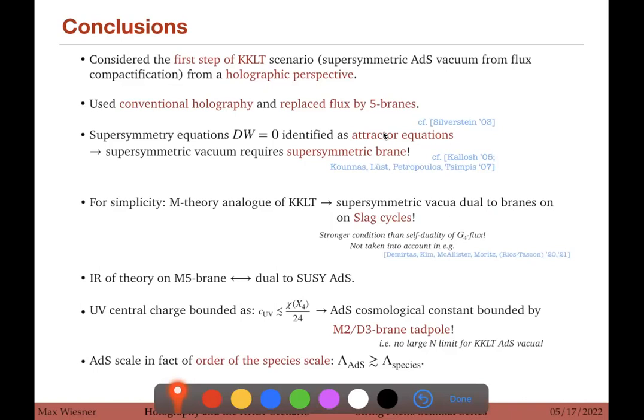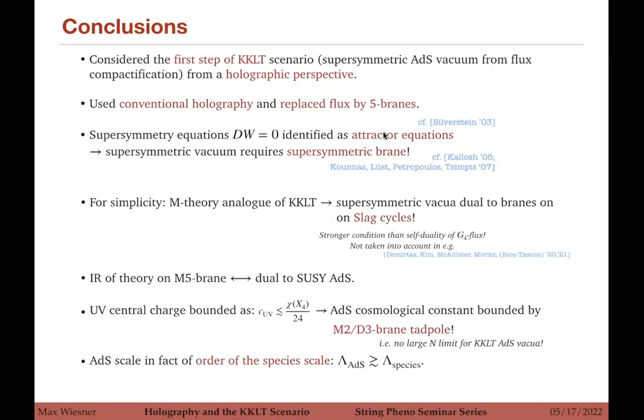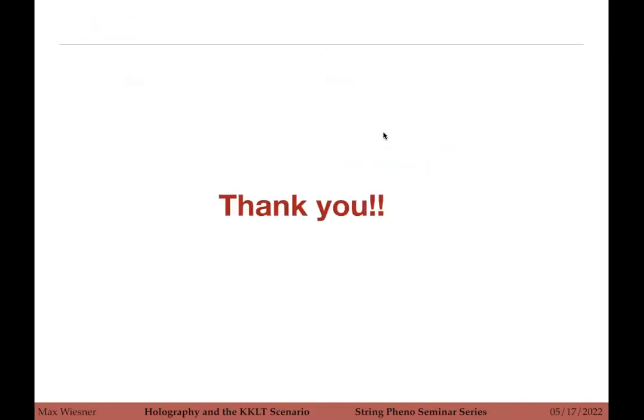So the UV central charge, which then bounds the IR central charge, is bounded essentially by the Euler characteristic of the fourfold, which gives a cosmological constant that is bounded by the M2/D3 brane tadpole, which we then said is also the same thing that sets the species scale, such that the AdS scale is always above or at the same order as the species scale. Thank you very much.